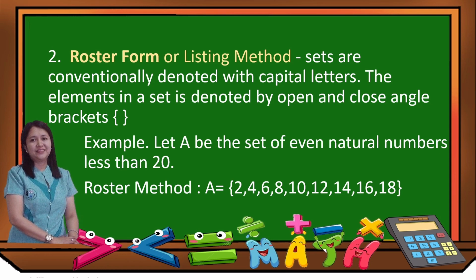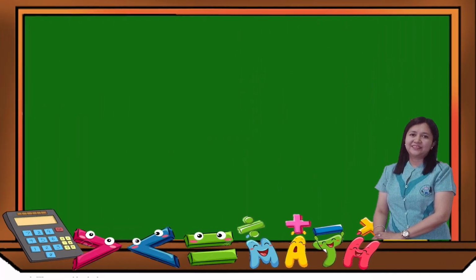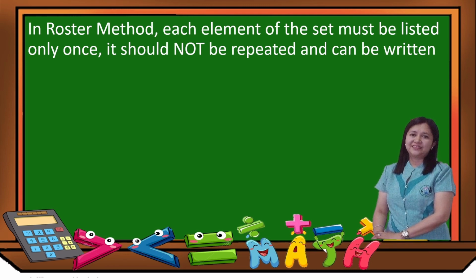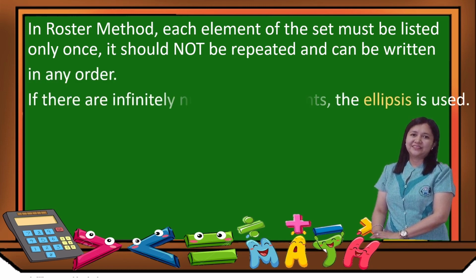Example, let A be the set of even natural numbers less than 20. So that is using the verbal or descriptive method. Now, in writing it in roster method, we have set A is equal to the elements 2, 4, 6, 8, 10, 12, 14, 16, 18. Because that should be less than 20. Now class, in roster method, each element of the set must be listed only once. It should not be repeated and can be written in any order.